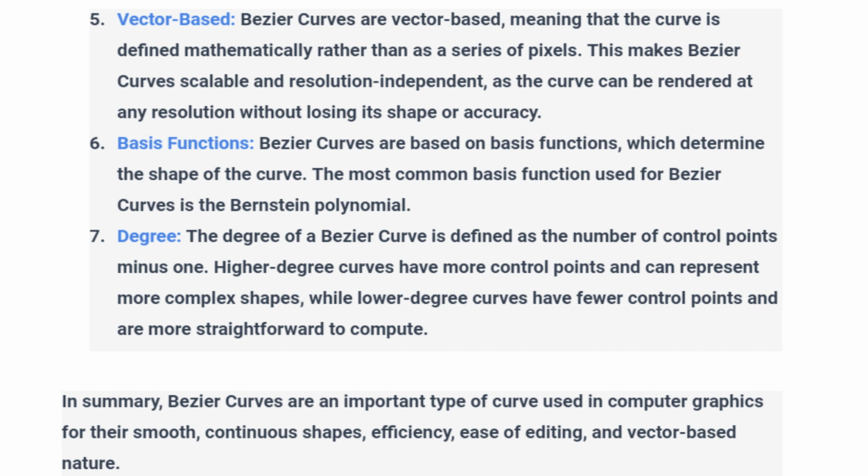In summary, Bezier curves are an important type of curve used in computer graphics for their smooth, continuous shapes, efficiency, ease of editing, and vector-based nature.